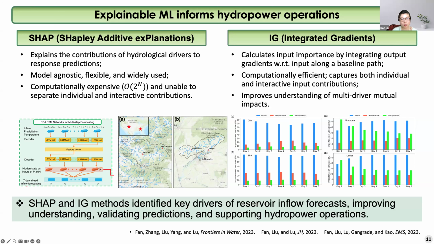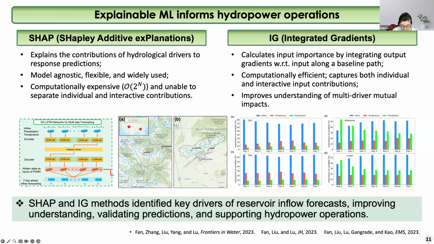The results align with our physical understanding. In the snowmelt-dominant basins in the western US, temperature was a key driver of the inflow forecast. And in the rain-driven basins in the southeastern US, precipitation plays a dominant role. Across both the regions, historical inflow consistently emerged as the most influential variable. These insights reinforce the confidence in our model's decision-making process.